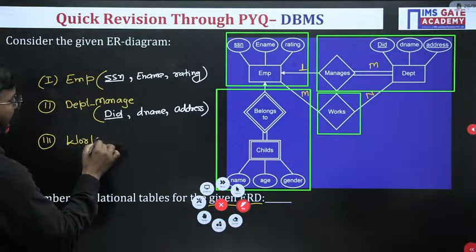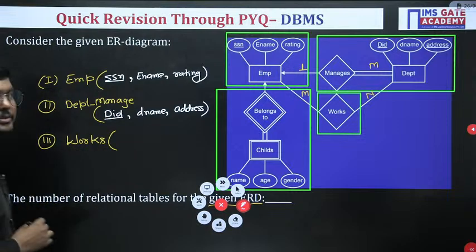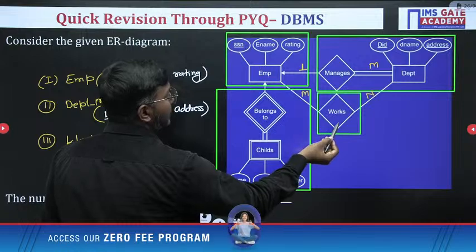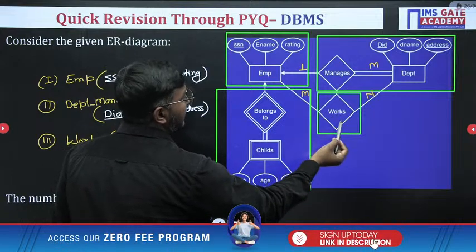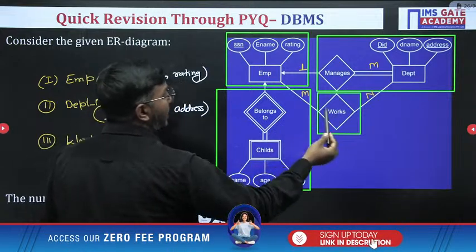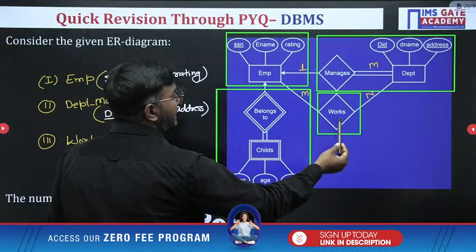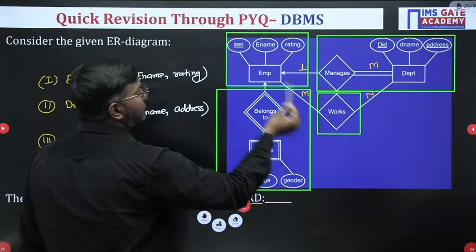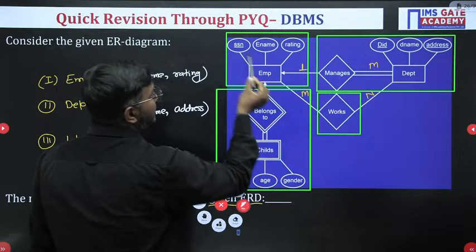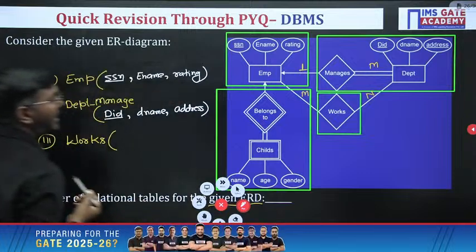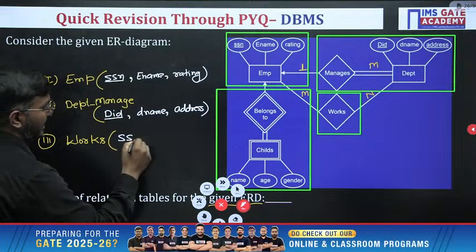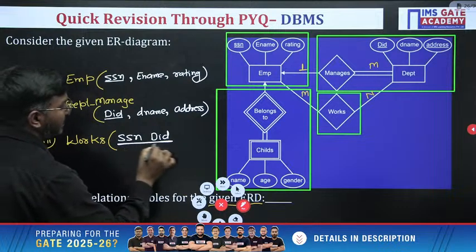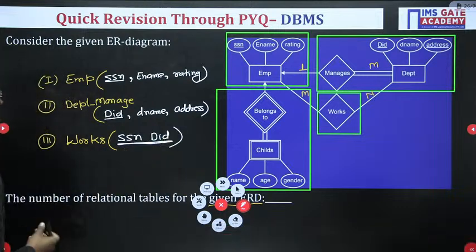Tell me how many attributes will be in the works relation? 2 attributes. So it will take the key attribute from both the participating entity sets. In the works relationship set here, the participating entity sets are employee and department. So it will take the key attributes of employee and department, which are SSN number and department ID, and these combined form the key attribute.